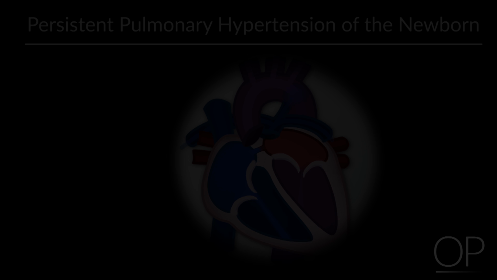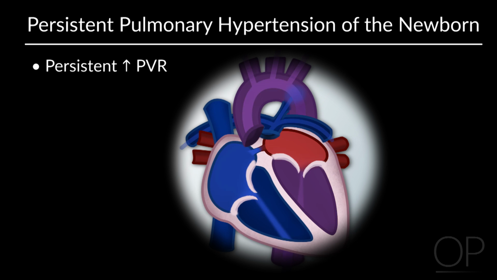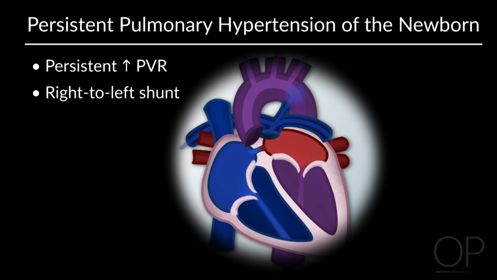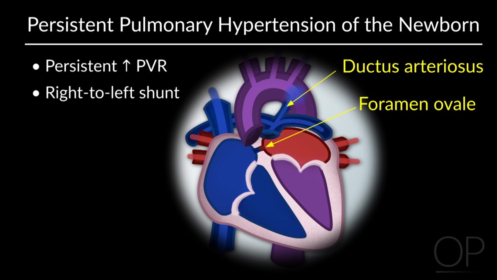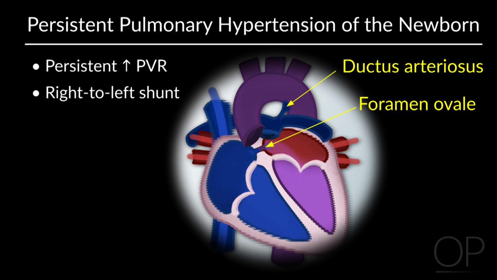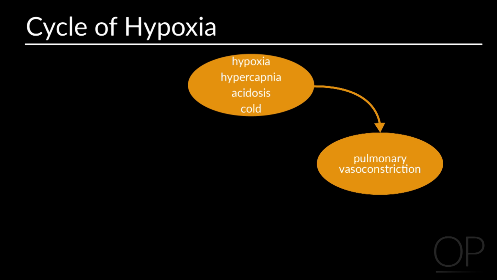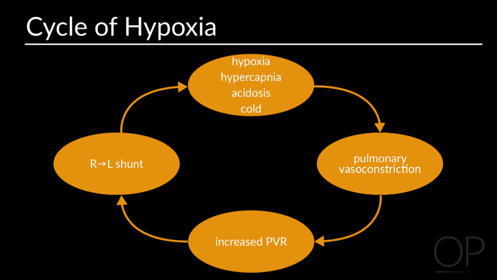resistance. In PPHN, we have the persistence of high pulmonary vascular resistance with a right-to-left shunt towards the foramen ovale and the ductus arteriosus. So the baby enters this vicious cycle of hypoxia, where hypoxia, hypercapnia, acidosis, and cold are triggering pulmonary vasoconstriction with increase in the pulmonary vascular resistance and right-to-left shunt, auto-maintaining hypoxia.